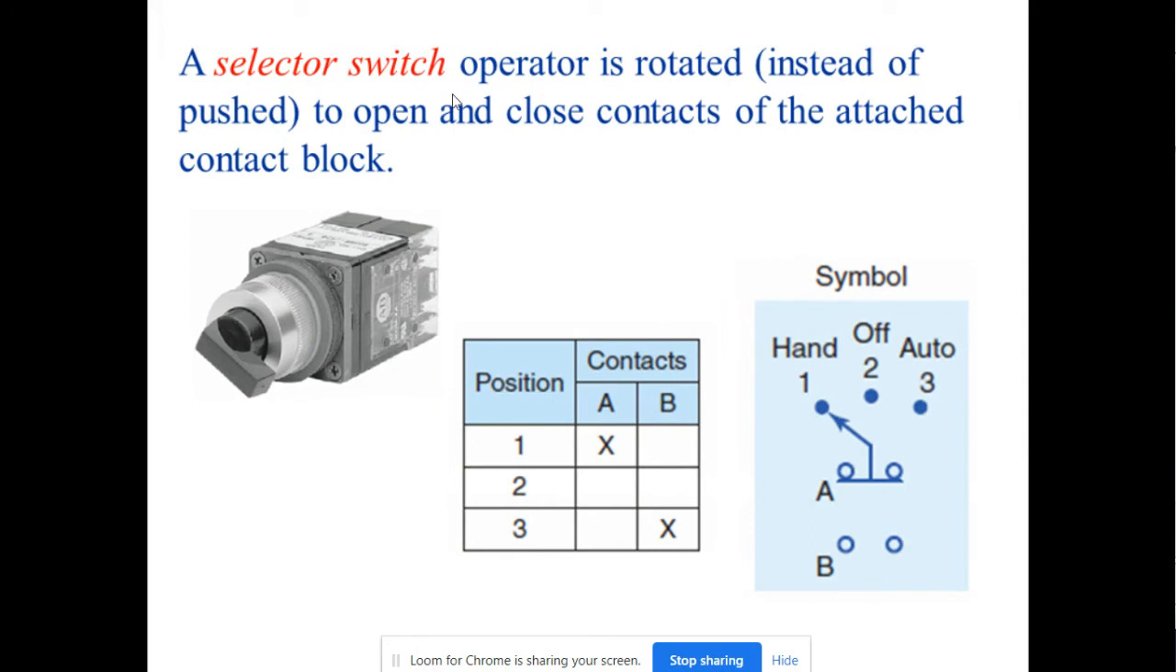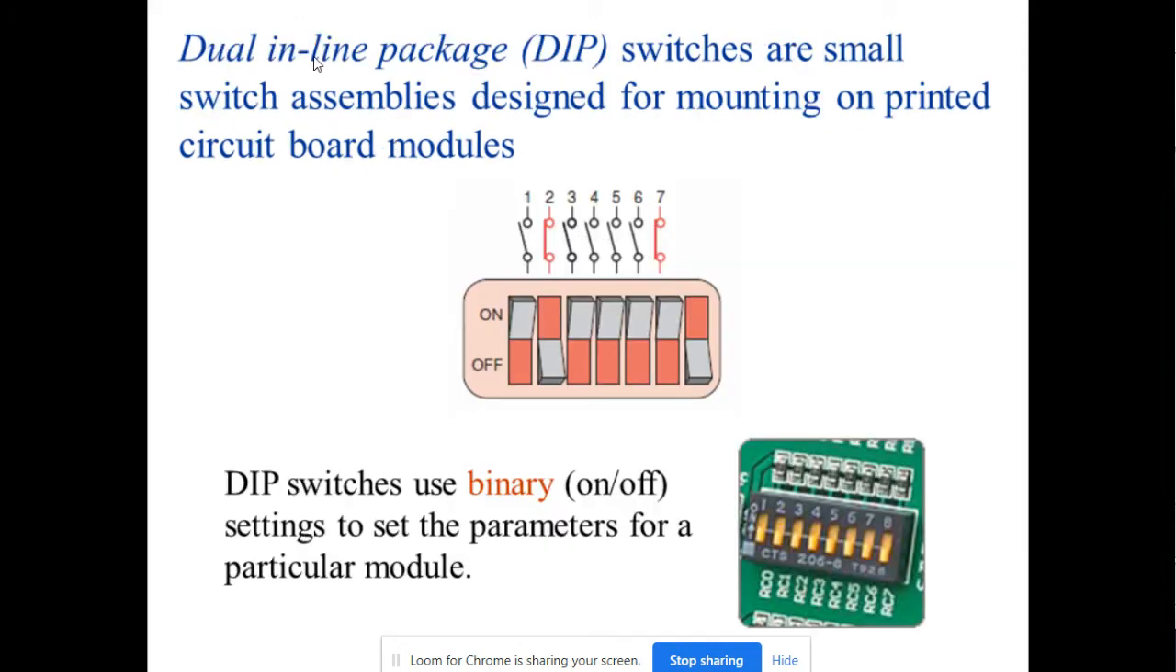Next is the selector. You can also see it in our lab. We have two selectors, which are auto mode and manual mode. There are other types of selector, for instance, they have a three-position selector. So you can find other types of selector. Also, we have dual inline package switches. These are small switches assembled for mounting on a printed circuit board, so they are very small in size.